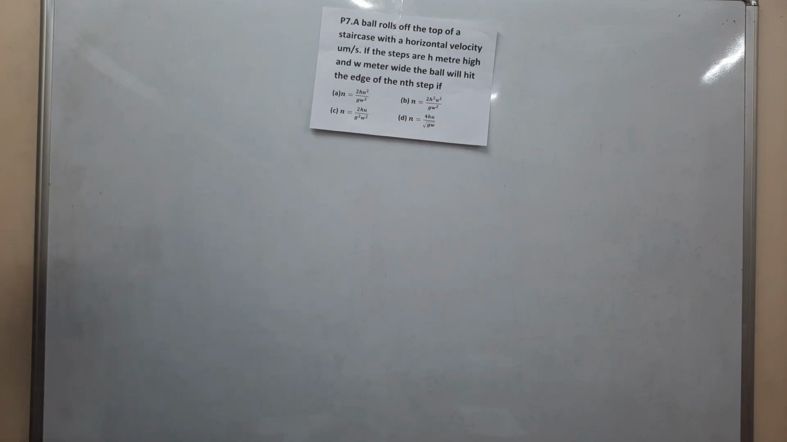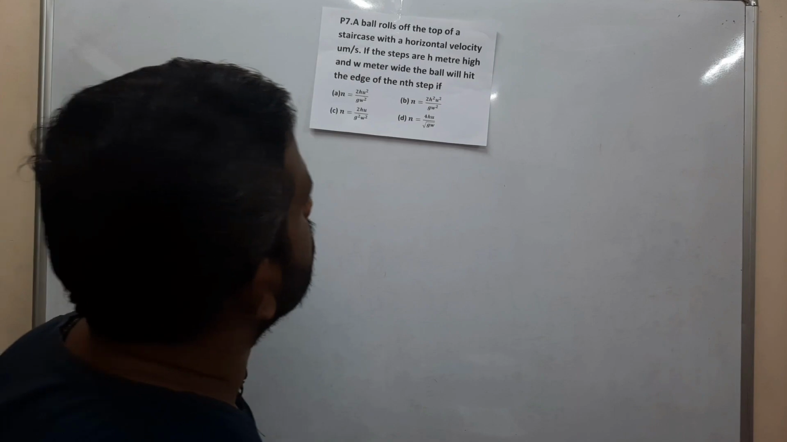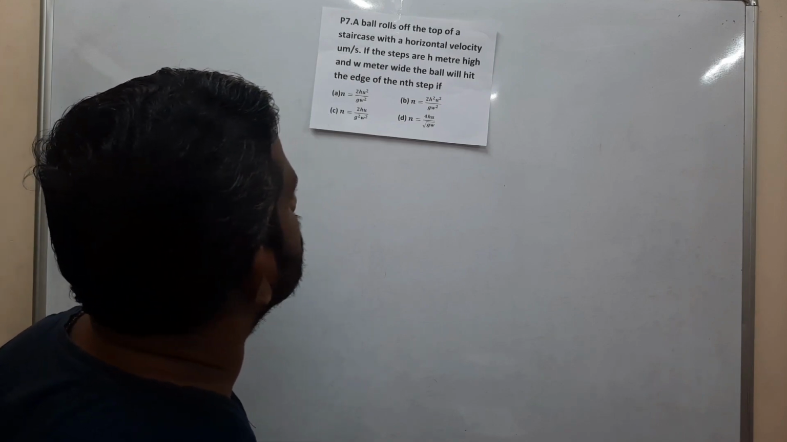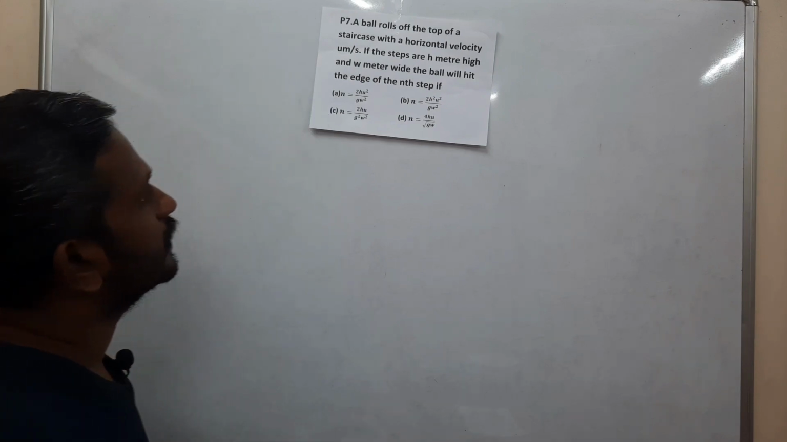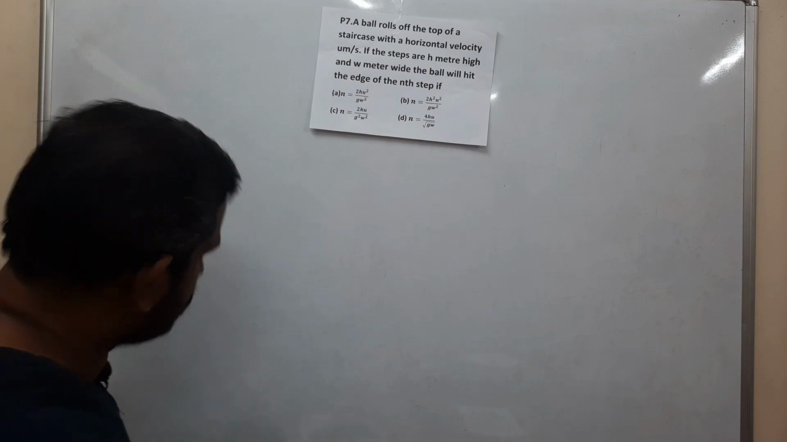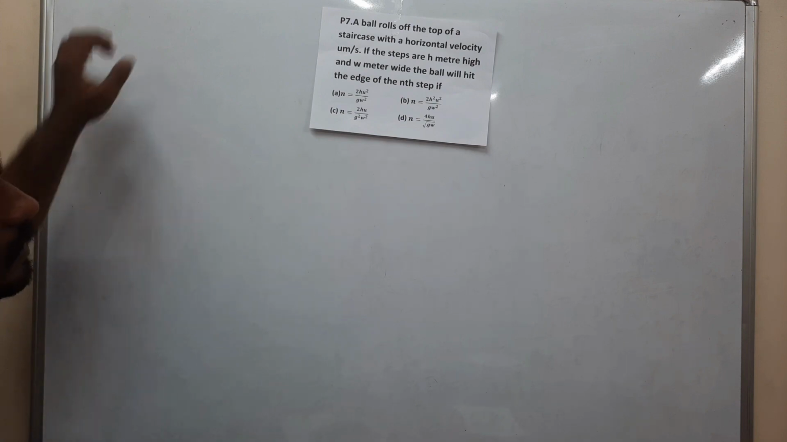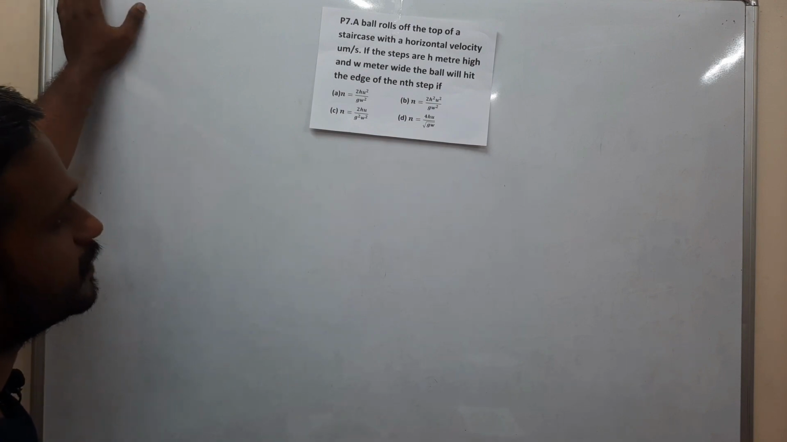A ball rolls off the top of a staircase with a horizontal velocity u meter per second. If the steps are h meter high and w meter wide, the ball will hit the edge of the nth step if. So we have to find the condition, the expression for n.